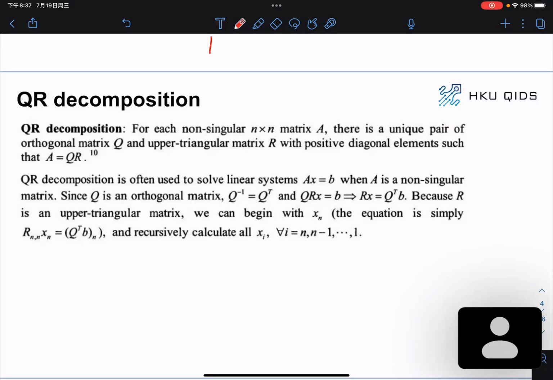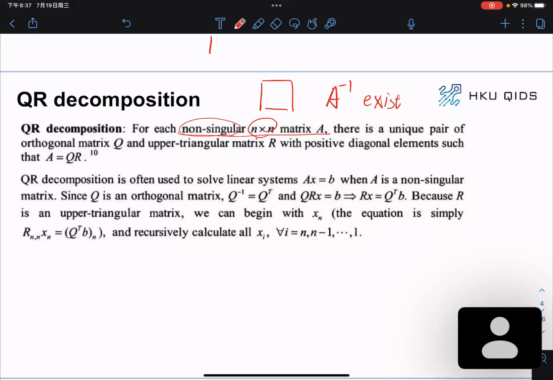It means for each non-singular n multiplied by n matrix A. So what is a non-singular matrix? The non-singular matrix is basically, first, it needs to be a square one, okay? So which means it must be n multiplied by n. And the matrix should have full rank, and one of the simple ways to determine that is that A negative 1 exists. So its inverse matrix exists, okay?